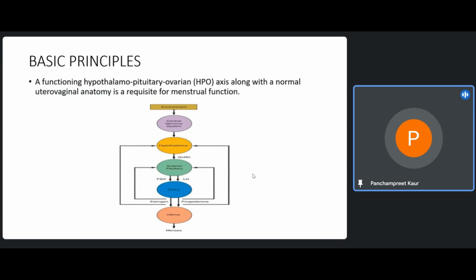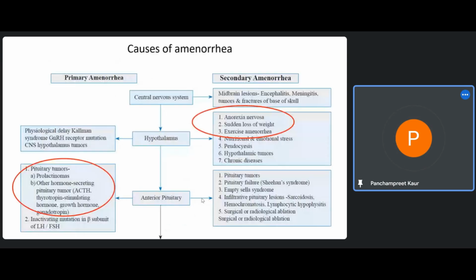Focusing on primary amenorrhea, we should understand the HPO axis, not going into the detail. As we are all aware, environmental stimuli affect the CNS, which acts on the hypothalamus to release GnRH, which acts on the anterior pituitary to release FSH and LH, which in turn act on the ovaries to secrete estrogen and progesterone, which act on the uterus, and then menstrual blood flow happens if the outflow tract is normal.